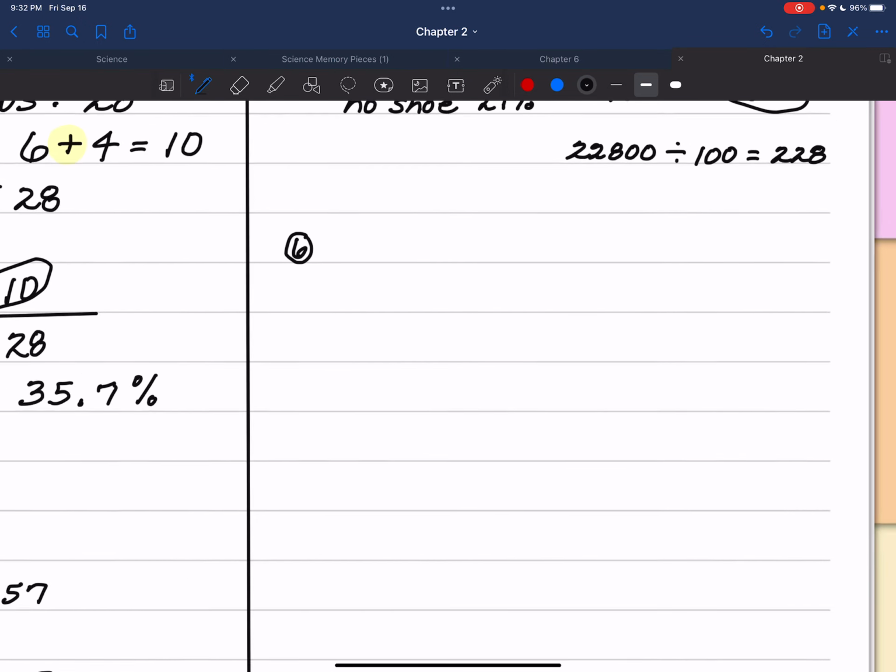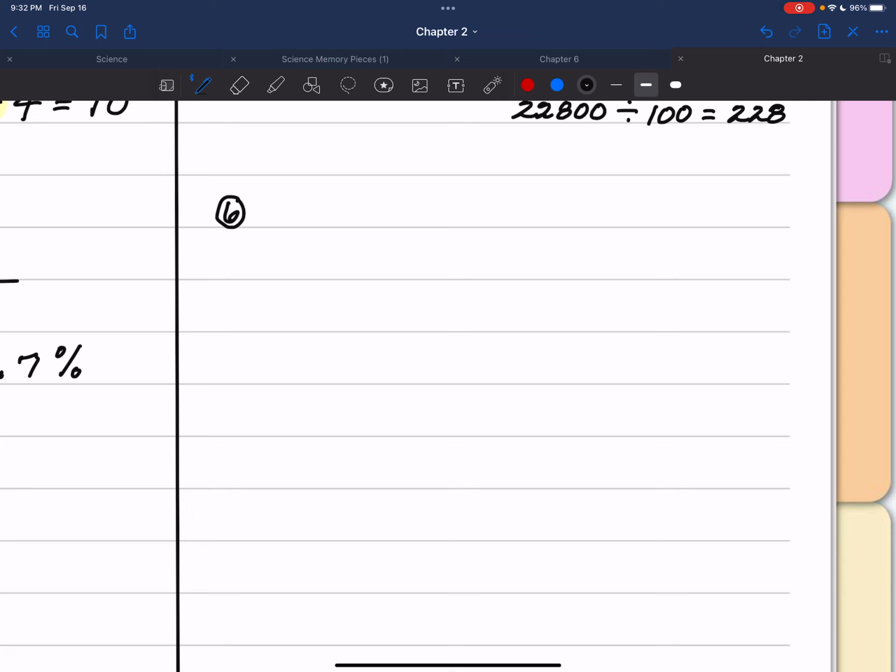Number 6. Roger's total restaurant bill was $90.72.